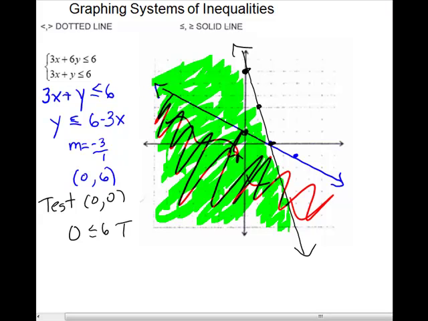So it is going to be this region here. Not this, that only has the green. This one only has the red. So it will be this section.